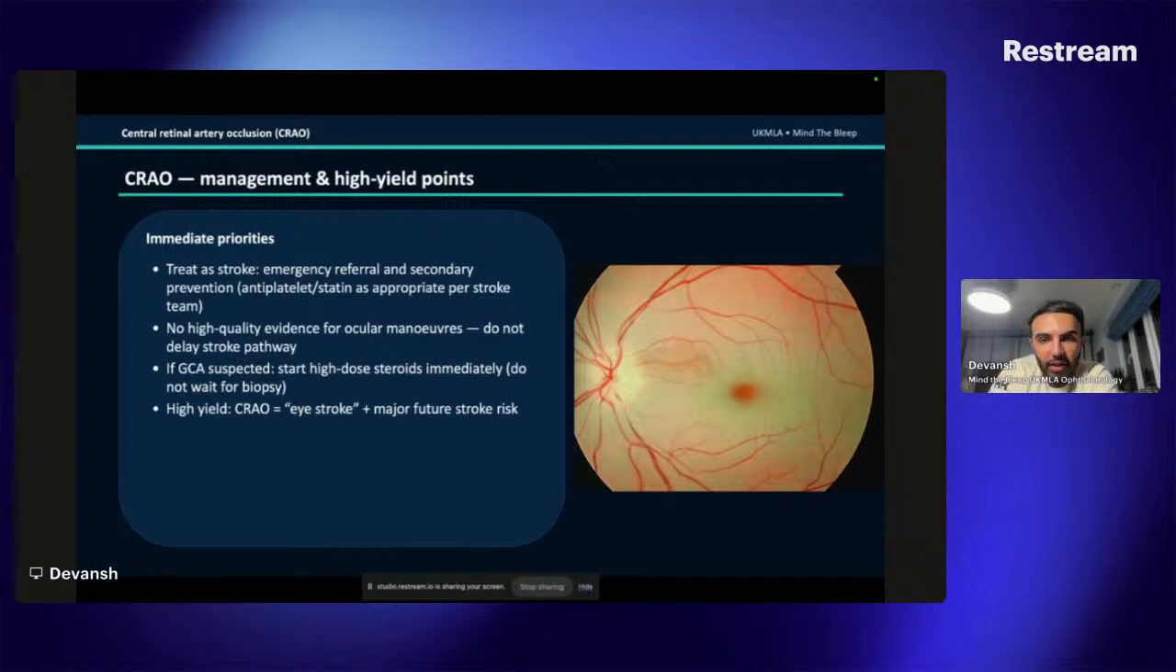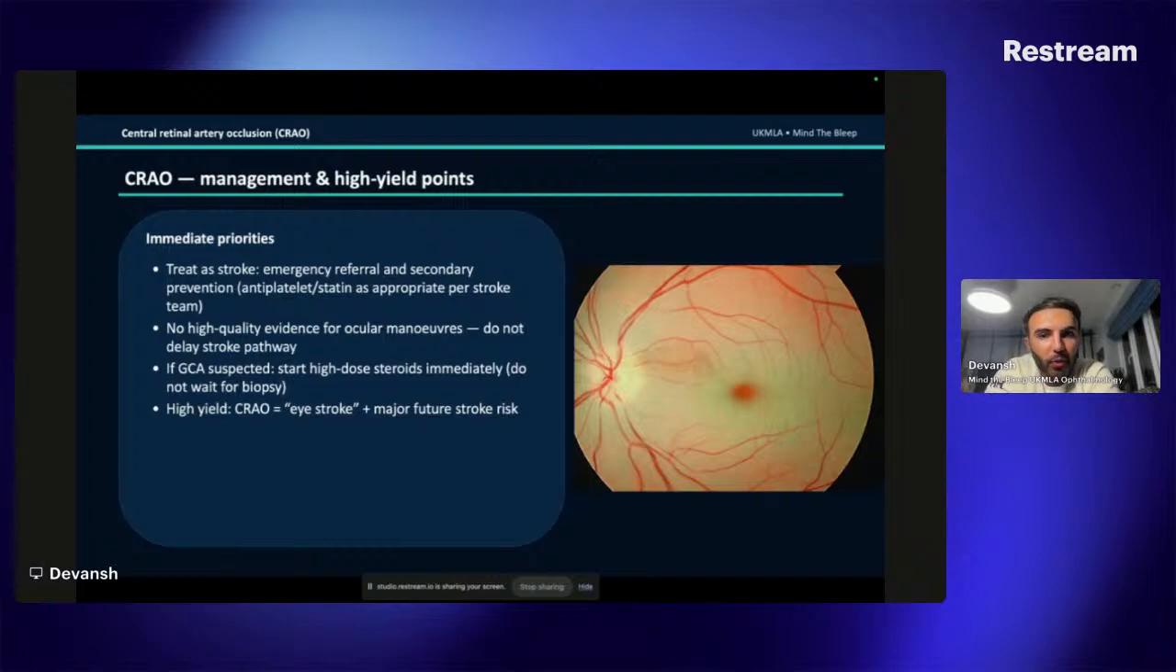Management-wise, we want to effectively treat as a stroke, so emergency referral and secondary prevention is very, very important. These patients will often be put on antiplatelet therapy and statins going forward as well. Your classic aspirin, clopidogrel 75 milligrams, and your atorvastatin 80 milligrams would be very useful here.